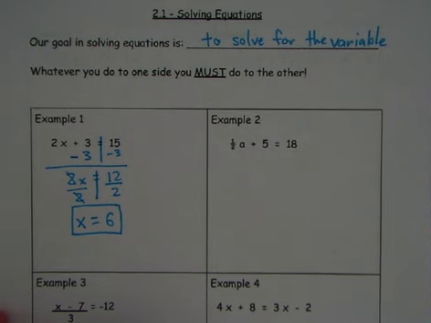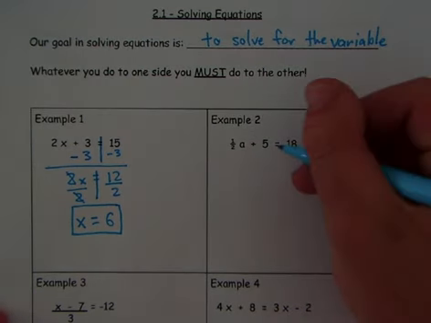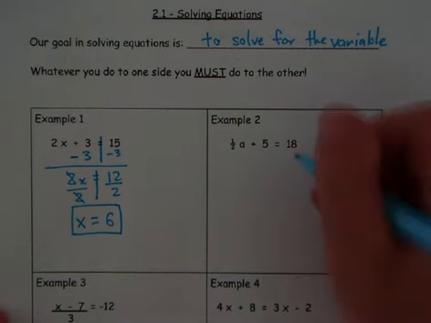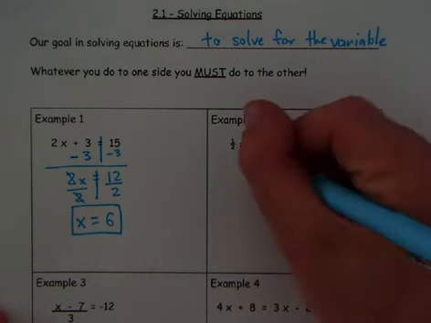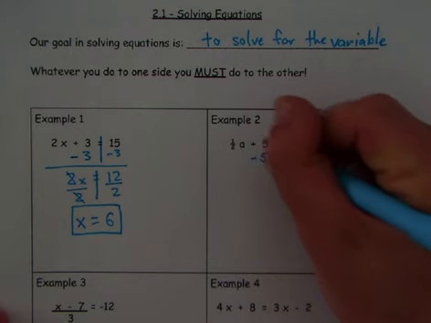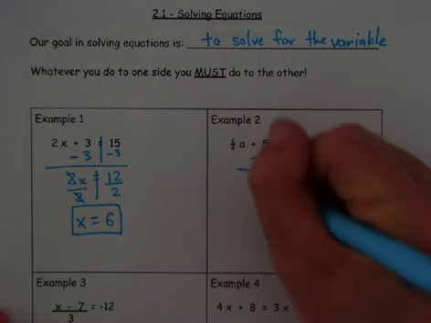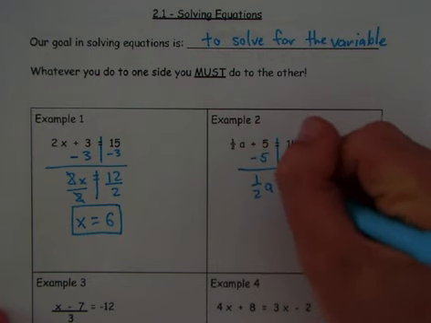Let's look at example 2. Example 2 says 1/2 a plus 5 equals 18. Very similar. First thing we're going to do is subtract 5 on both sides. We do it to one side, we do it to the other. We get 1/2 a equals 13.